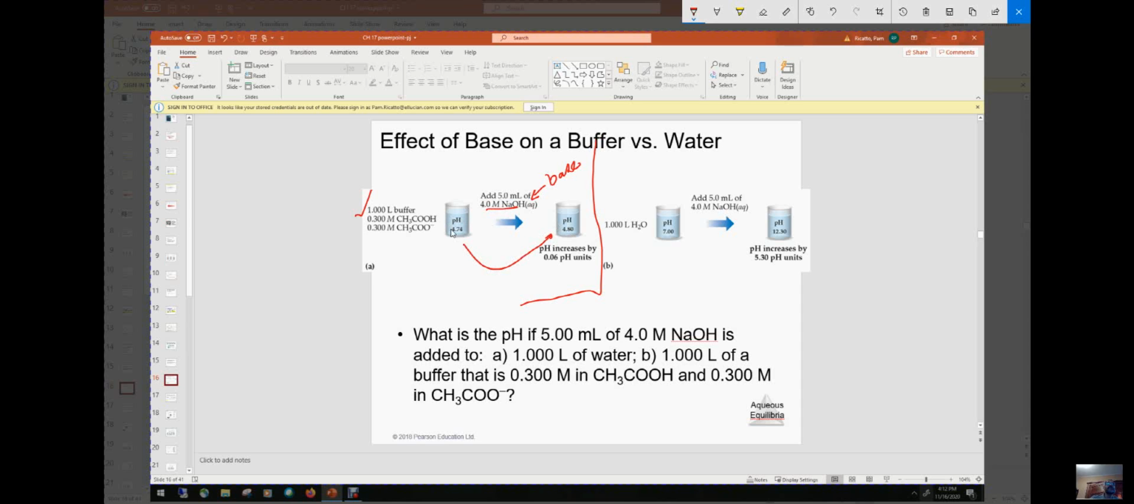It still goes up, but that's an incredible job of buffering, right? So if you had this in your stomach and you drank this sodium hydroxide, your stomach could handle it. Your stomach could buffer it. Well, what happens if I took 1 liter of solution that's totally unbuffered? It's got nobody to fight. I added that same stuff, 5 milliliters of 4 molar.